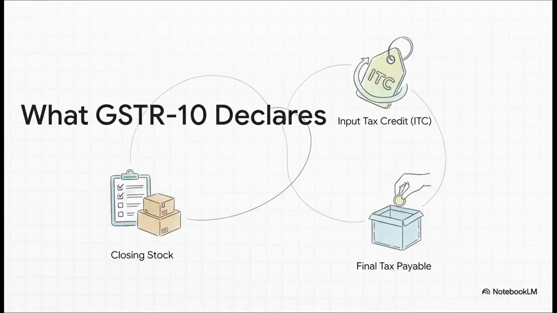And what are you actually telling the government in this form? Well, it all boils down to what you have left. You'll need to list out the details of your closing stock, figure out the input tax credit you claimed on that stock, and then, from there, calculate the final tax you either owe or the credit you have to give back. And we're going to dig into that reversal part in just a bit. It is a super important piece of this puzzle.